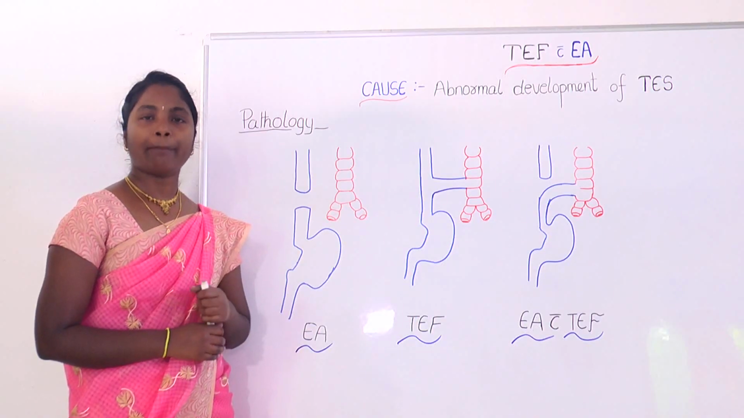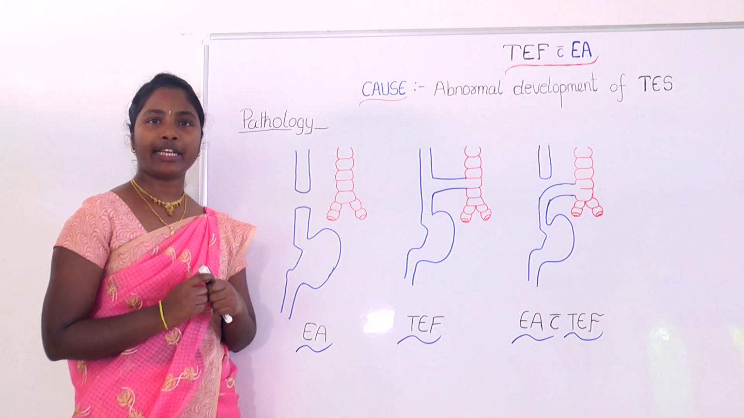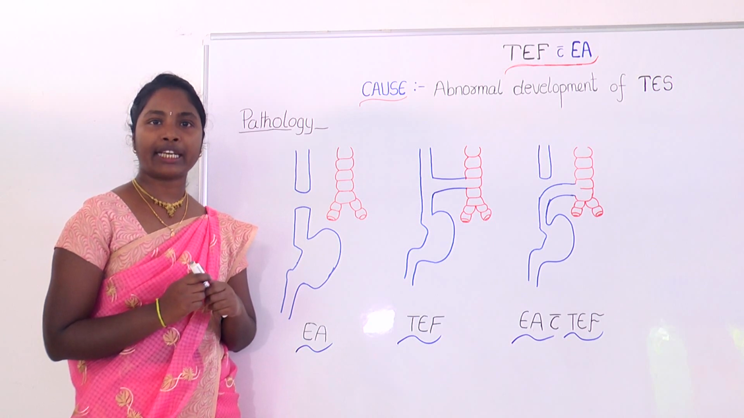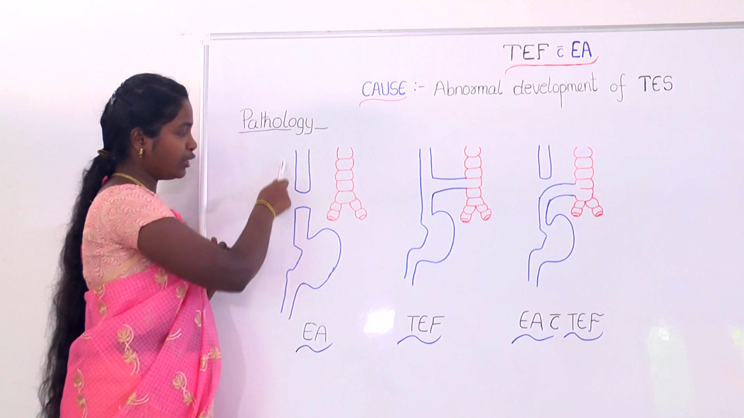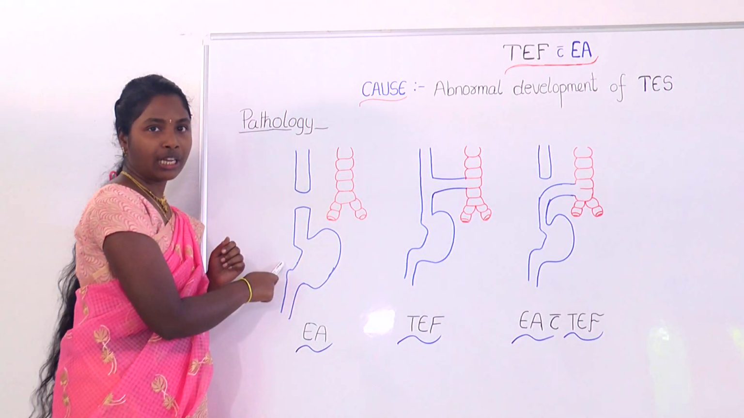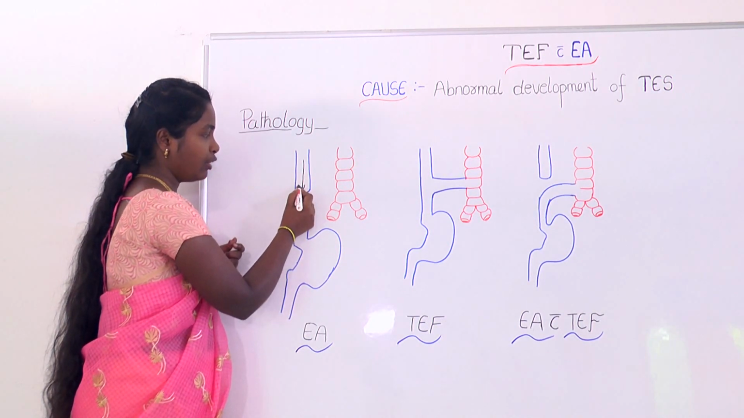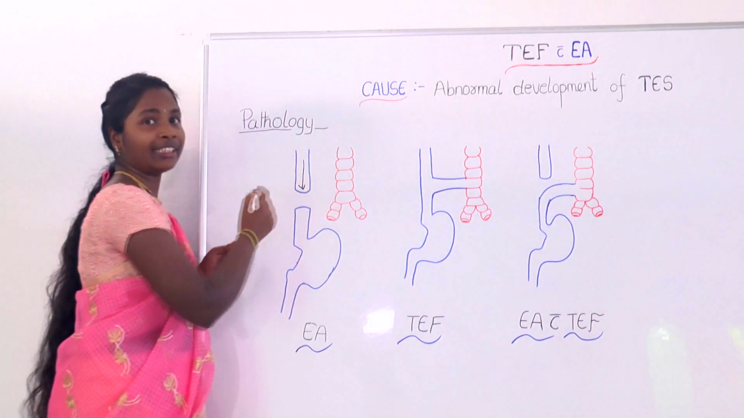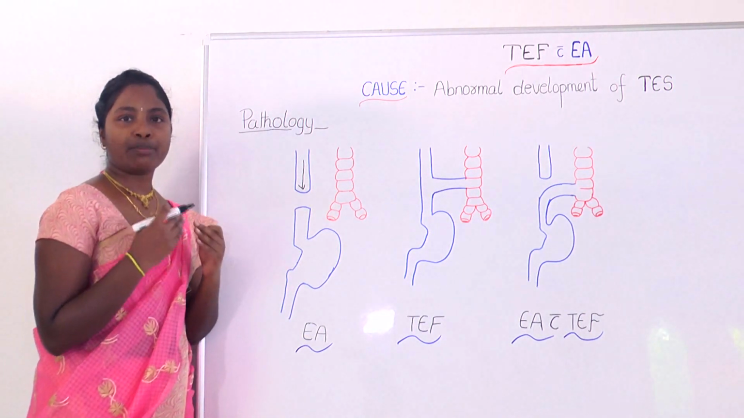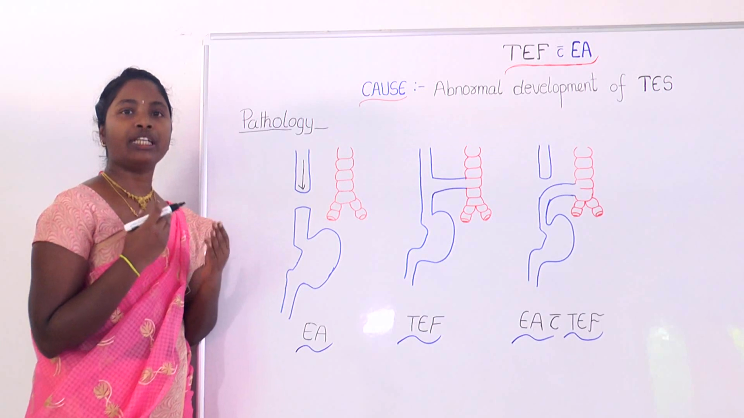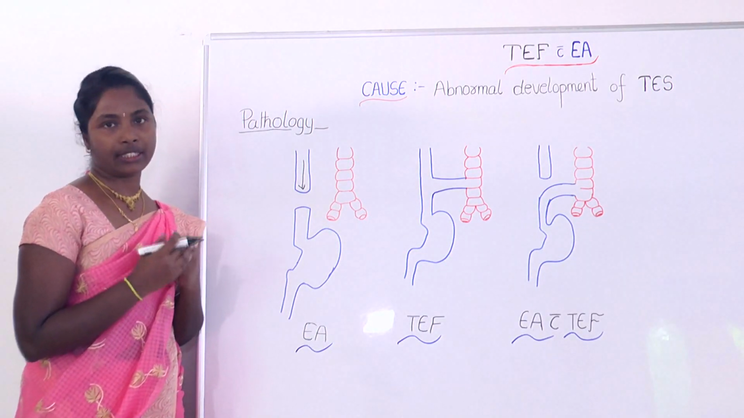Let us talk about pathological sequelae of these abnormal conditions. Normally, trachea connects to lungs and esophagus connects to stomach. But in esophageal atresia, esophagus doesn't connect to stomach. So, food can't reach the stomach and the food will be accumulated here in the upper segment of esophagus, which leads to aspiration of feedings into the lungs. Ultimately, aspiration pneumonia will also occur in this condition.